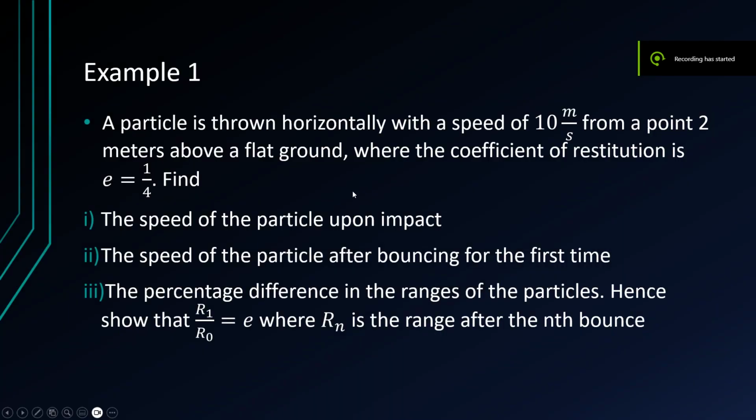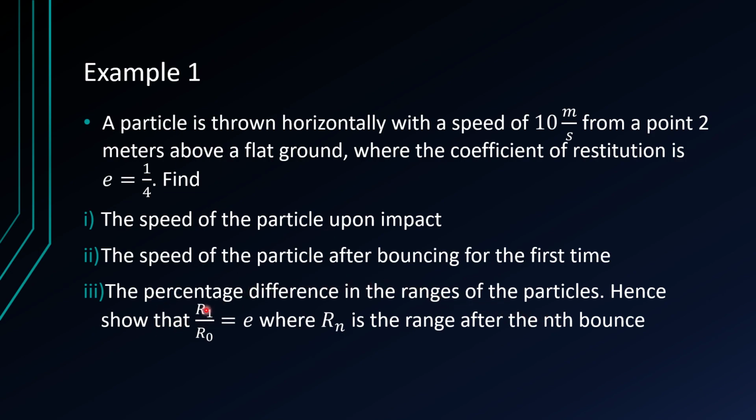So here is an example of bouncing projectiles. A particle is thrown horizontally with a speed of 10 meters per second from a point 2 meters above a flat ground, with a coefficient of restitution E equals a quarter. Find the speed of the particle upon impact, then the speed of the particle after bouncing for the first time, and the percentage difference in the range of the particles.